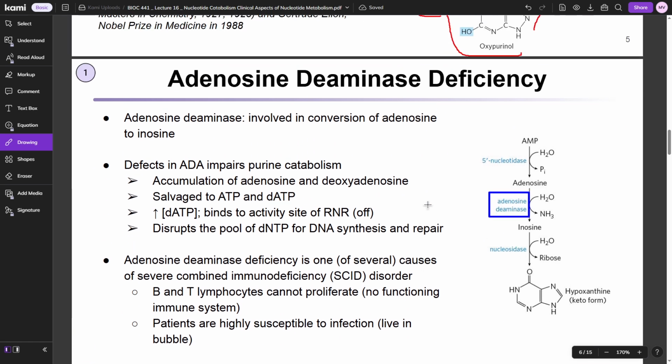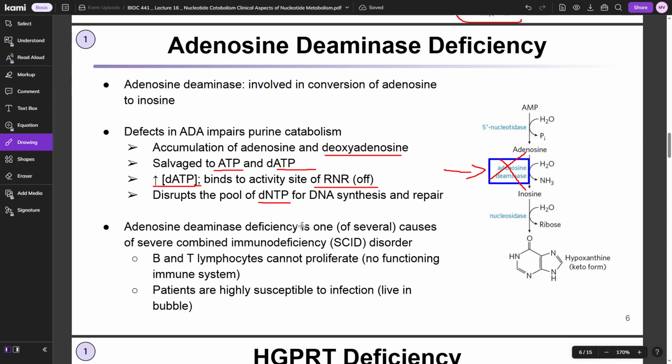So, adenosine deaminase deficiency, this is just if you don't have any adenosine deaminase, right? So if you lose this, you can't really make inosine. So accumulation of adenosine and deoxyadenosine leads to higher levels of ATP and dATP, and what that does is turn RNR off, remember, and so that would disrupt the pool of dNTPs, and so DNA synthesis and repair is messed up a bunch.